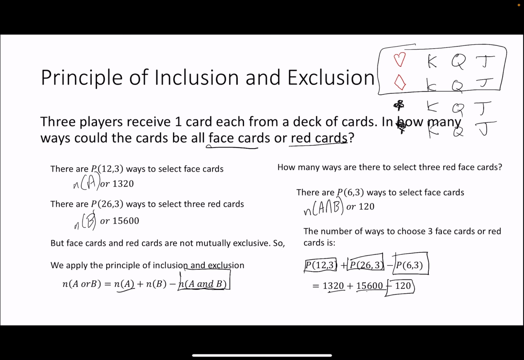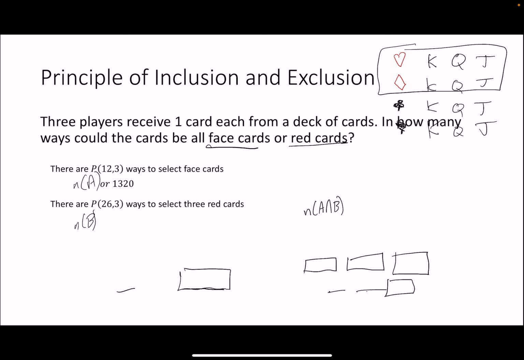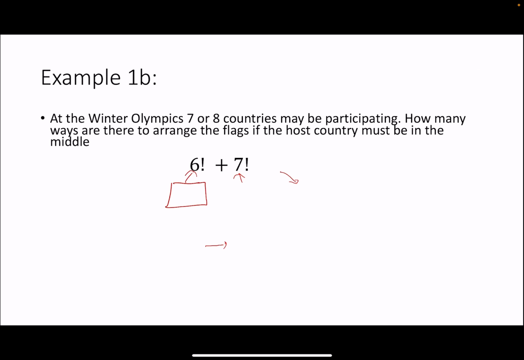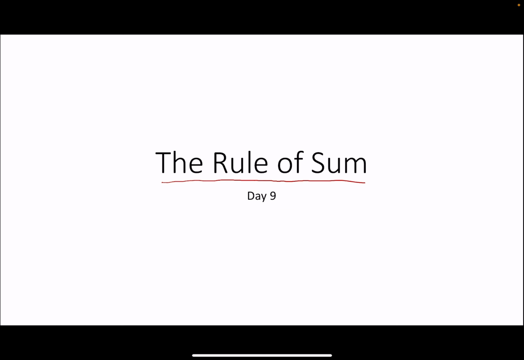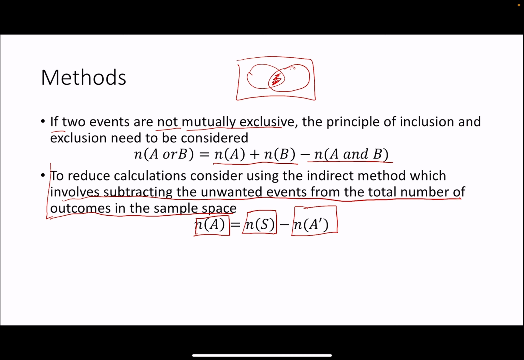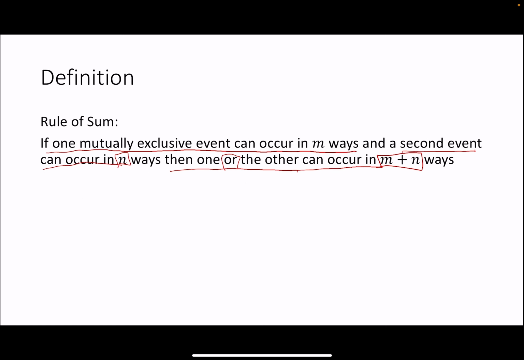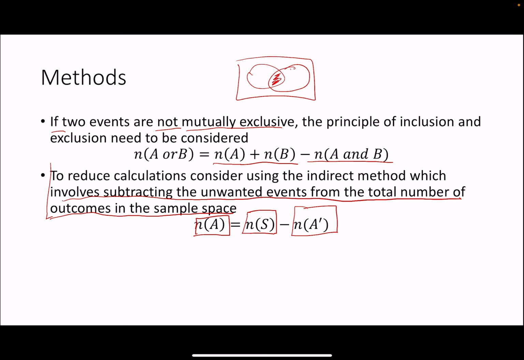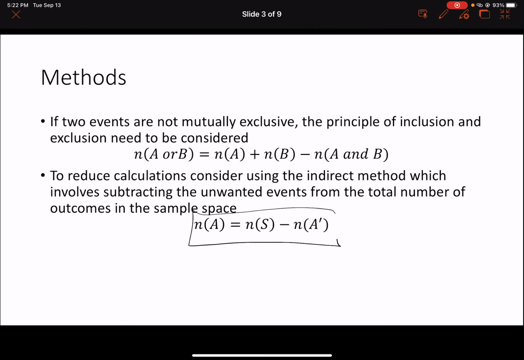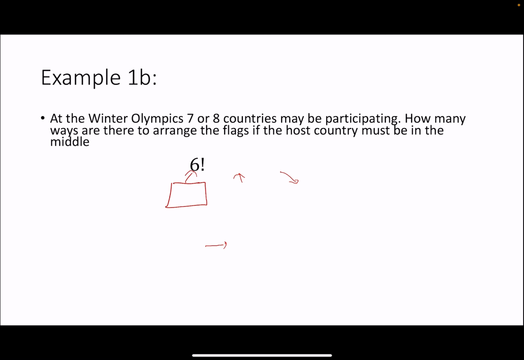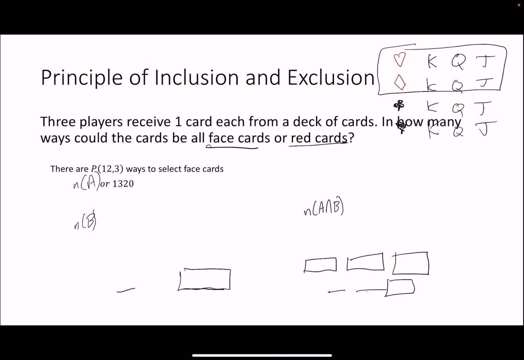Now remember before, let's see. Let's go back. I wish there was a way to go back easily. Oh, this thing right here. Let's clear markings on this page. This thing right here, we're going to use it: reduced calculations. Consider using the indirect method, which involves subtracting the unwanted events from the total number of outcomes in the sample space. Let's move back, see what we're talking about, and why that's important.